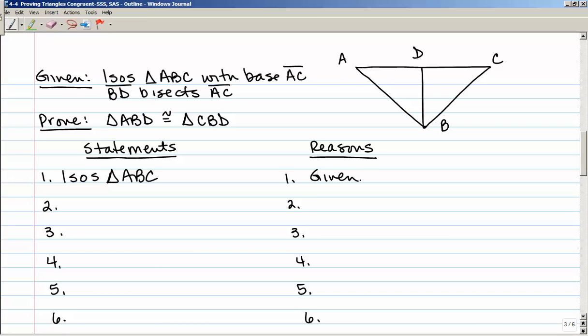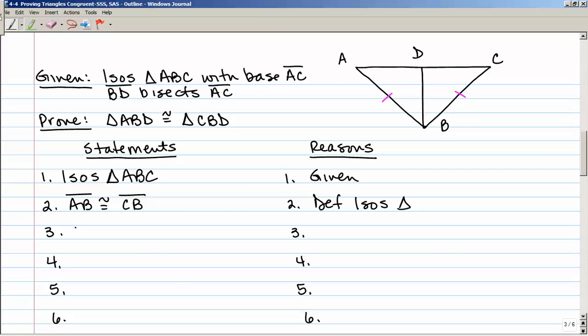and that's given. Now, because it's an isosceles triangle, I know that two sides are congruent. So I'm going to go ahead and mark those. I know that AB is congruent to CB. And I can say that AB is congruent to CB, and that's by the definition of an isosceles triangle. Definition of an isosceles triangle says it's a triangle with two congruent sides.